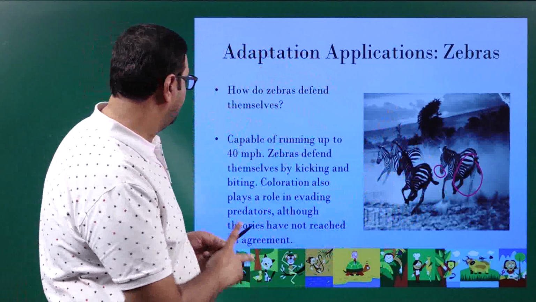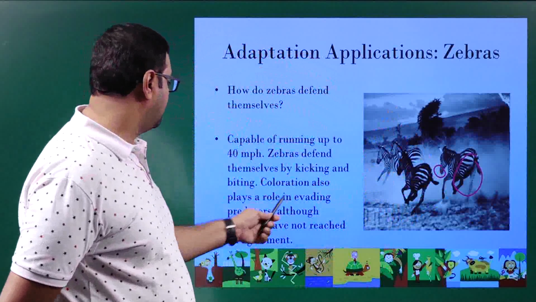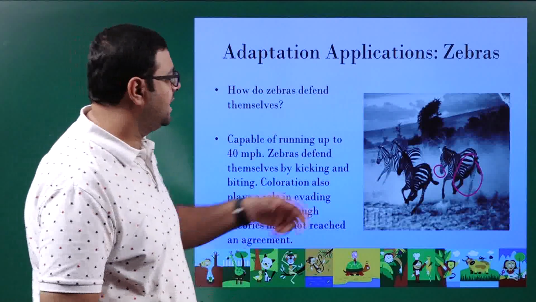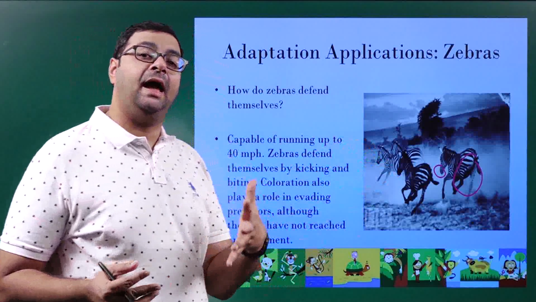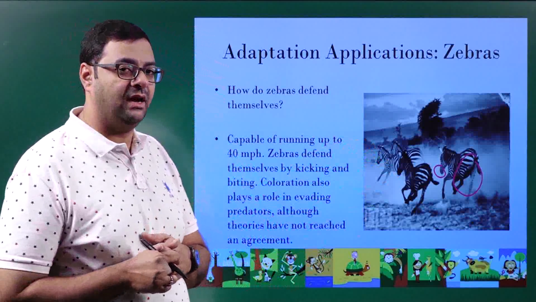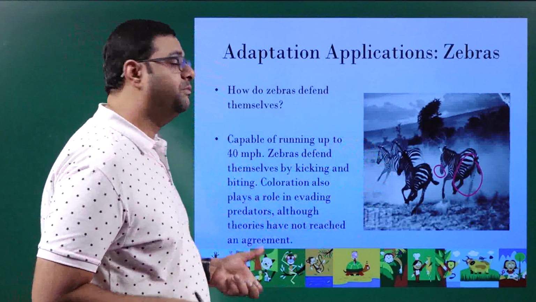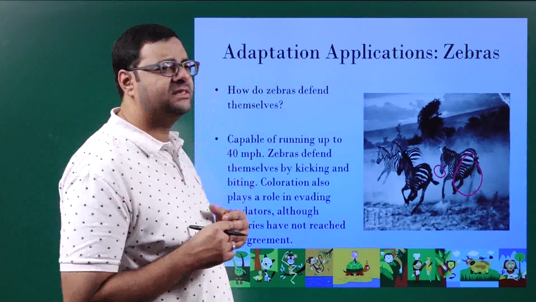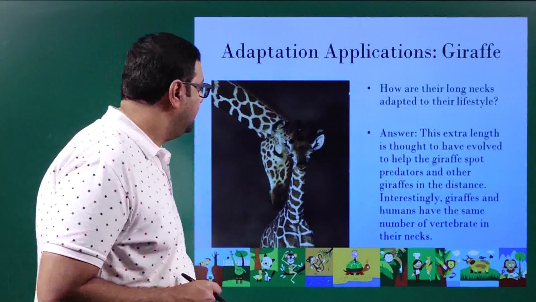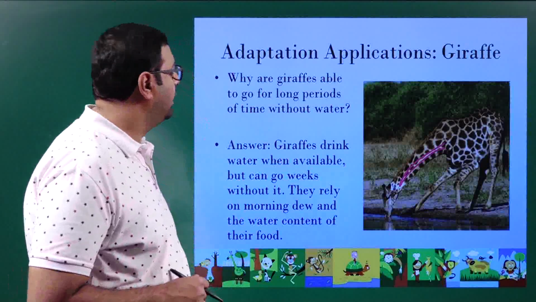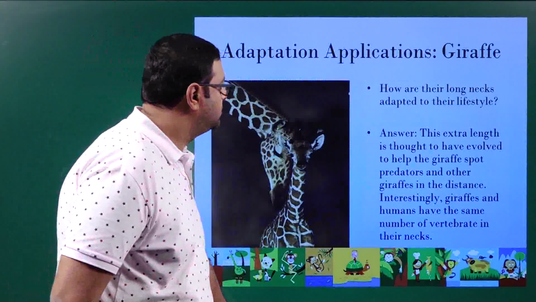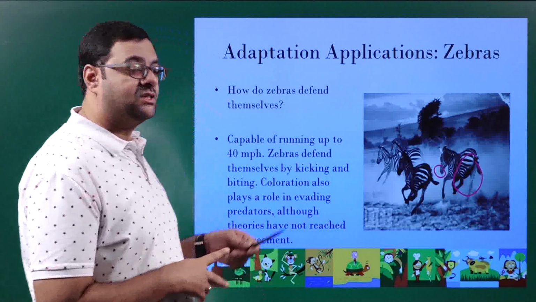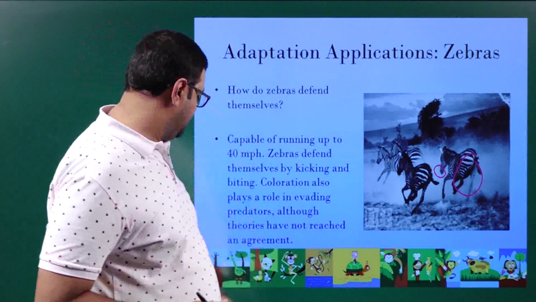Now coloration also plays a role in evading predators, although theories have not reached an agreement. Coloration can play an important role, but that has not been proved yet. So these are some of the applications for the lions, the giraffes, and the zebras. I'm sorry, this is a zebra. I think I said giraffes here, so it's a zebra.